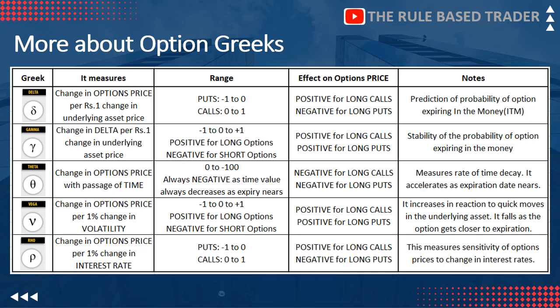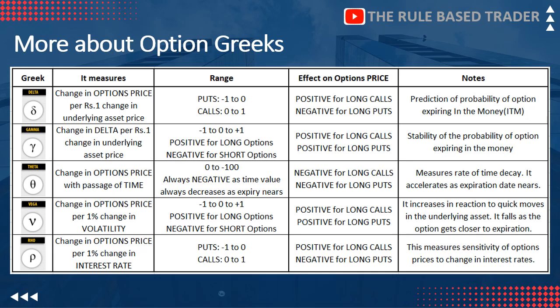Now, first comes delta. It measures the change in options price per 1 rupee change in the underlying asset price. It typically ranges from -1 to 0 for put options, 0 to 1 for call options. It can also be said as delta predicts the probability of option expiring in the money, which means suppose the delta value is 0.5, it means the option has 50% chances of expiring in the money.